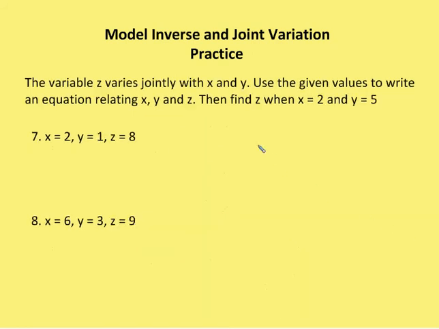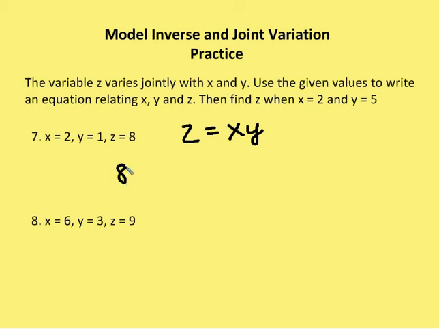All right, last set of problems. The variable z varies jointly with x and y. Use the given values to write an equation relating x, y, and z. So I know that when I have joint variation, the product of x and y equals z if z varies jointly with x and y. So z is equal to x times y. I need to find z when x is equal to 2 and y is equal to 5. Okay, so I'm going to find out what z is. I'm going to rewrite the equation.